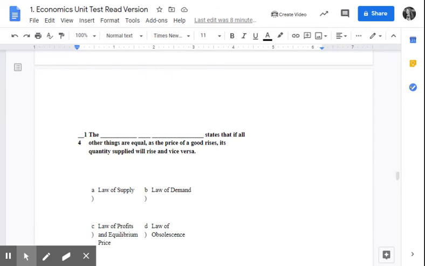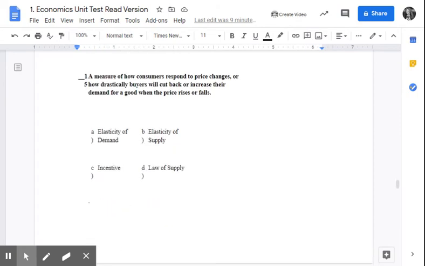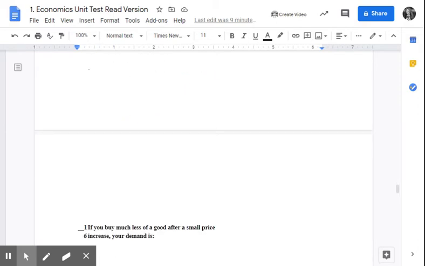14, this states that if all other things are equal, as the price of a good rises, its quantity supplied will rise and vice versa. That is A, the law of supply, B, law of demand, C, law of profits and equilibrium price, D, law of obsolescence. 15, a measure of how consumers respond to price changes or how drastically buyers will cut back or increase their demand for a good when the price rises or falls. A, elasticity of demand, B, elasticity of supply, C, incentive, D, law of supply.